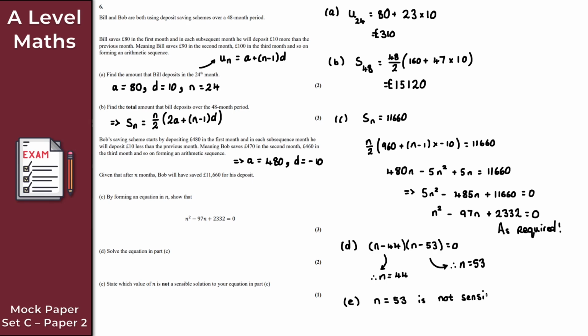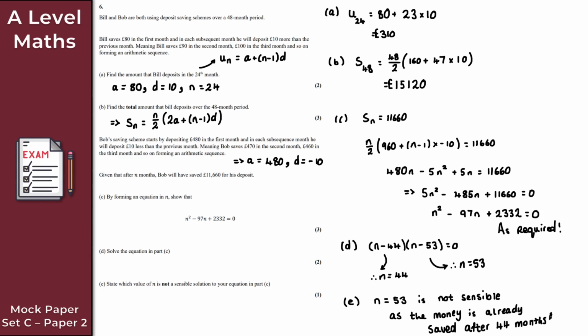and the reason for that is because the money has already been saved after 44 months, right? So n equals 53 is not sensible because, or as the money is already saved after 44 months. Okay. And there we have it then.